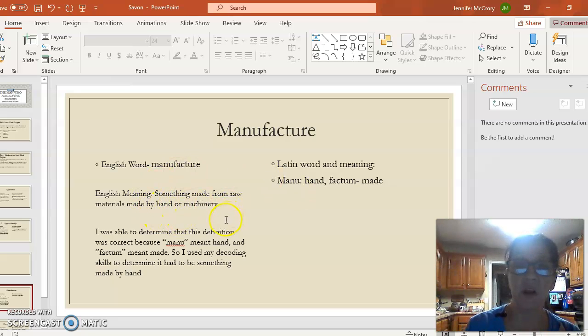Now, our English meaning is still manufacture, something that's made from raw materials that are either made by hand or machinery. Okay? So I was able to determine that this definition was correct because manu meant by hand and factum meant made. So I used my decoding skills to determine that it had to be something made by hand.